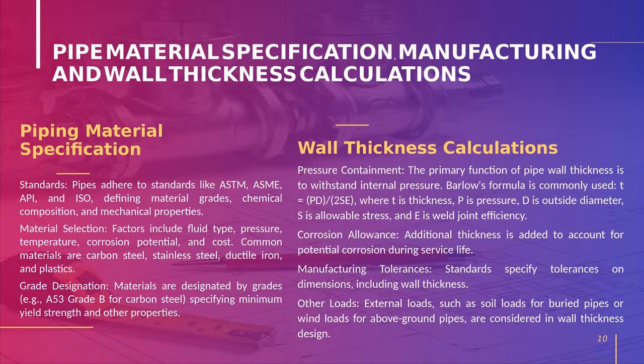We have a formula to find out the thickness, like PD by 2SE. P is the pressure, D is the outer diameter, S is the allowable stress, and E is nothing but the welding joint efficiency. There is a code book in ASTM, which has given the code book and standards.